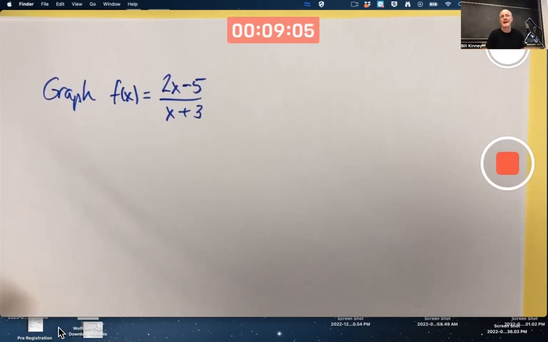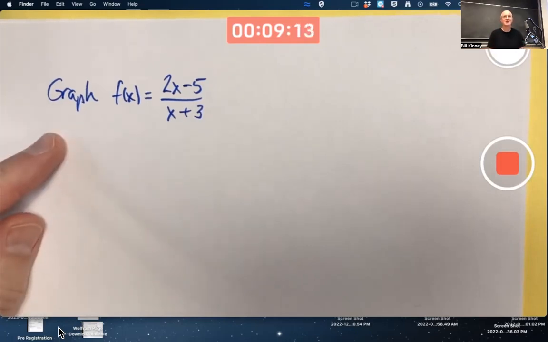So our main topic today is limits and continuity. But as a warm-up for that, we're going to graph this rational function. So you worked on that right now. Let's work through it now together.